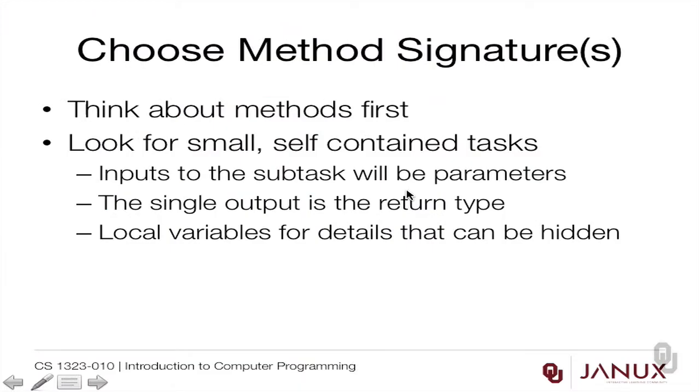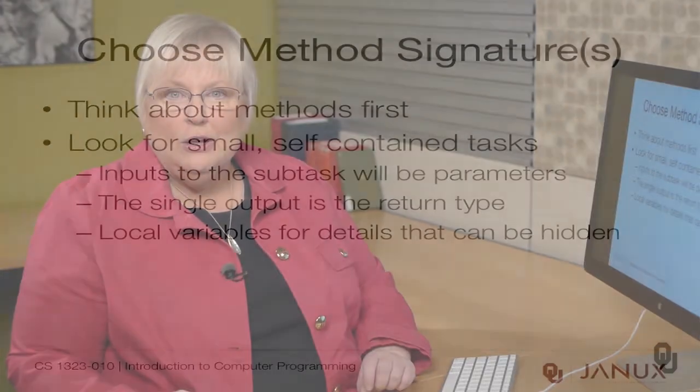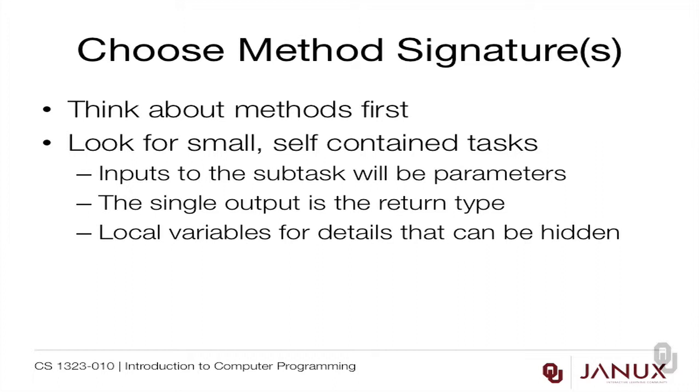The next thing we want to do is choose our method signatures. Now, I like to think about the methods first when I'm designing programs because that keeps the code better organized. Some people like to write big, long main programs and then break out the methods later. But I find that tends to get messy and disorganized and tends to make it bigger and more complicated than it needs to be.